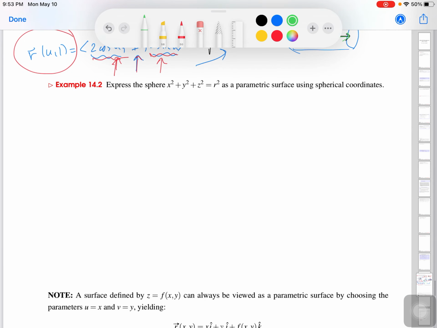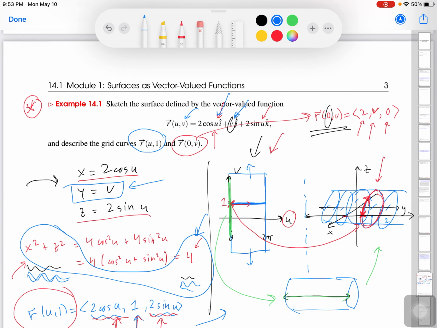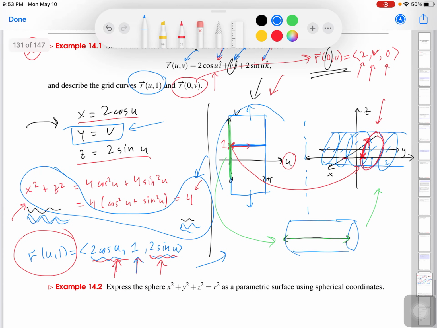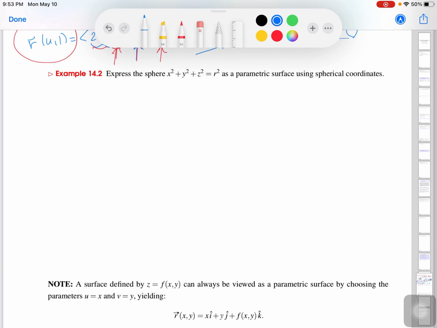The last one I want to do is show you that we can also use parametric surfaces in non-Cartesian coordinates. So, everything we did here, u and v, we were mapping that domain over to x, y, z, and just trying to find relationships here in a Cartesian manner. But we can try all of this in a different coordinate system, like spherical coordinates. So this example says, express the sphere here as a parametric surface using spherical coordinates.